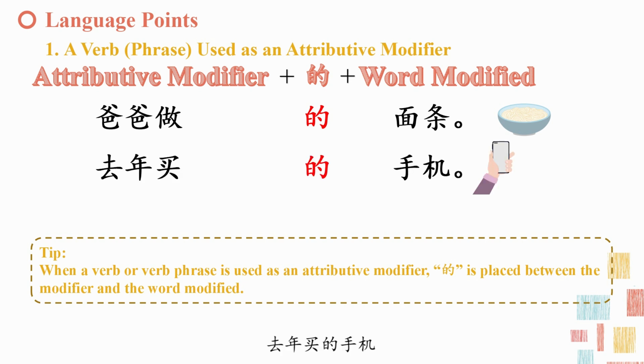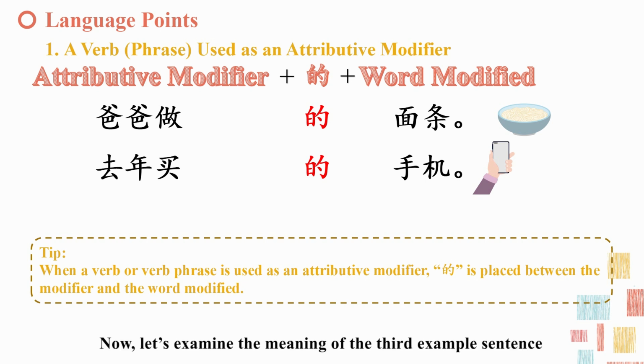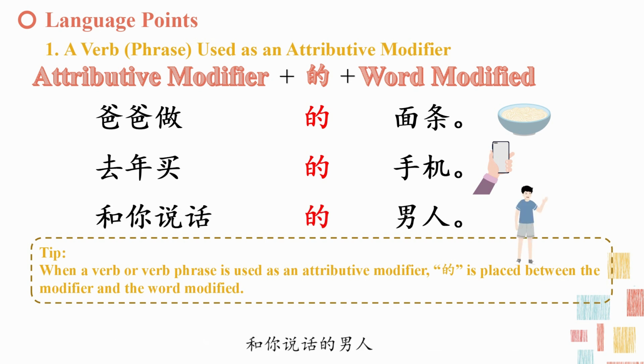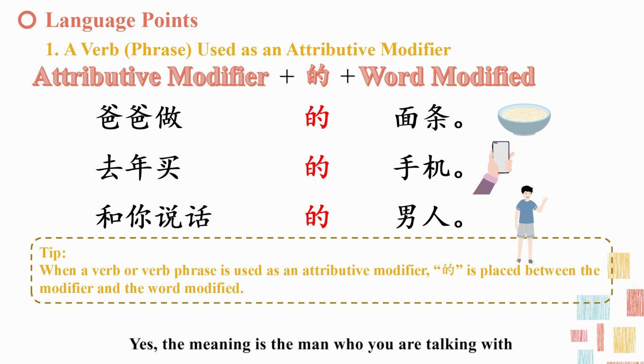去年买的手机 The cell phone that was bought last year. Now, let's examine the meaning of the third example sentence. 和你说话的男人 The man you are talking to. Yes, the meaning is the man who you are talking with.